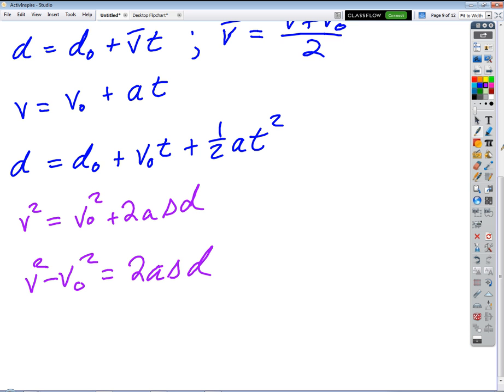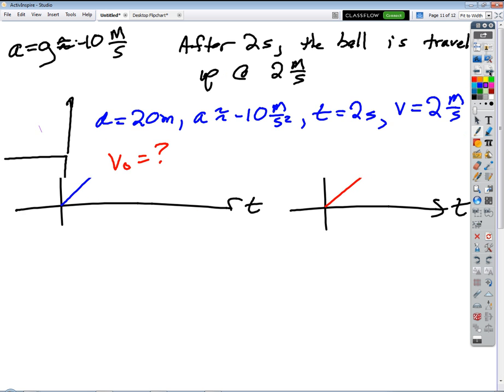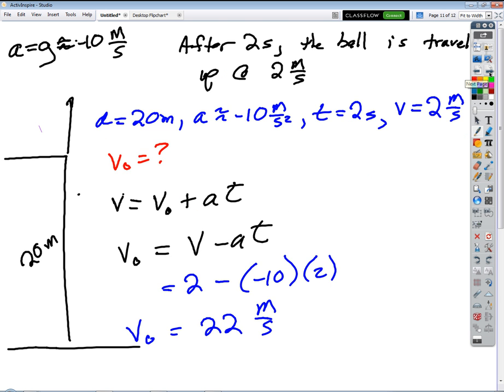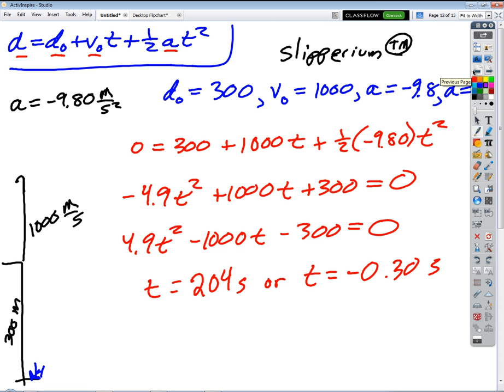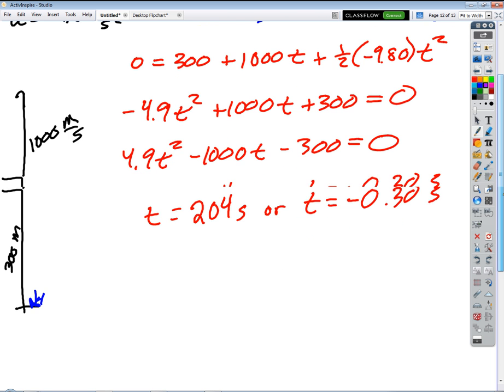Okay, so what if I wanted to know how fast it was going when it hit the ground? Okay, I could solve it this way, couldn't I? By finding the time, and then I'd have to go back and maybe use another equation, wouldn't I? Right, if I knew what the time was, couldn't I go back and use the velocity equation?